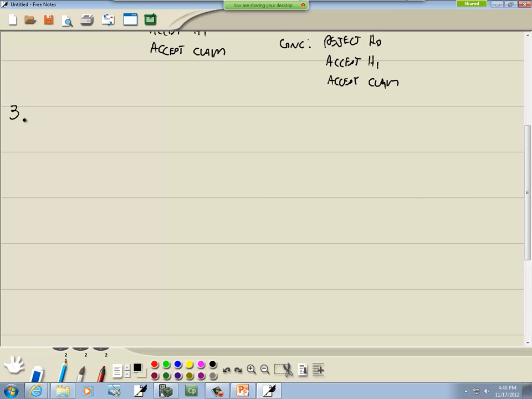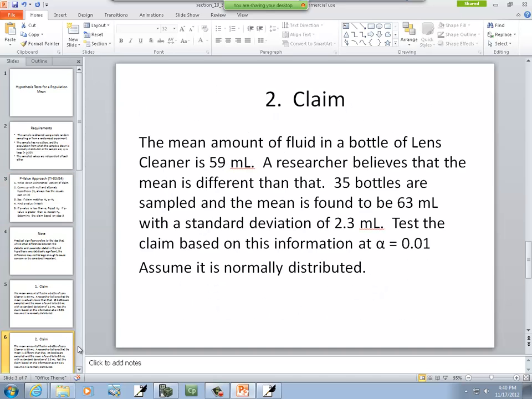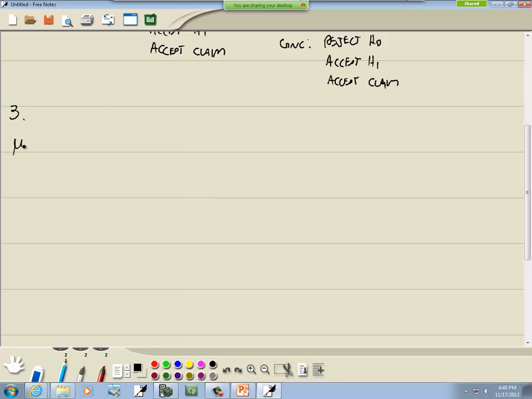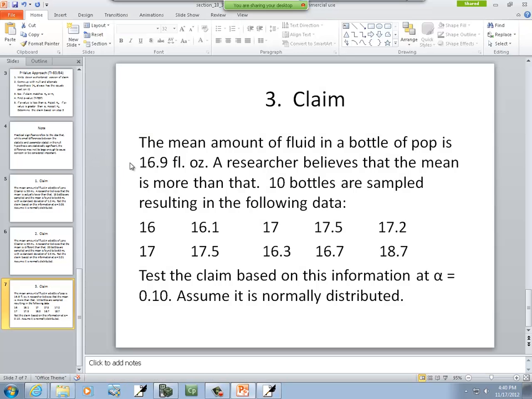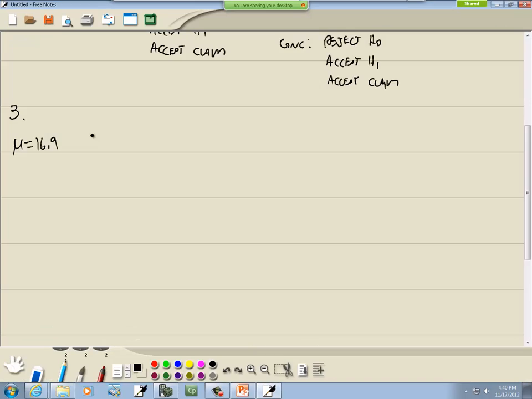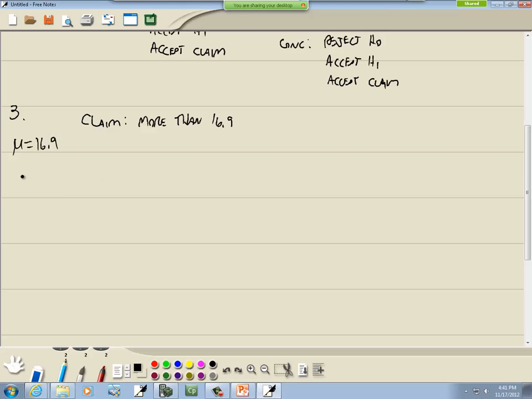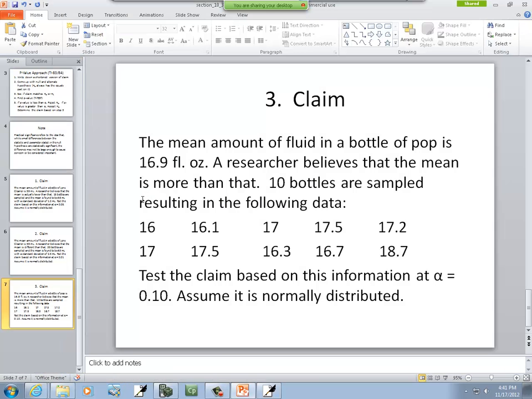So let's take a look at our third example. Let me grab a drink here. Okay, the mean amount of fluid in a bottle of pop is 16.9. A researcher believes that the mean is more than that. Sounds like a claim. More than 16.9. 10 bottles are sampled. That's our N. And results in the following data. Test the claim based on this information that alpha is equal to 10%.